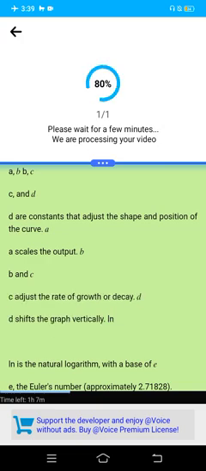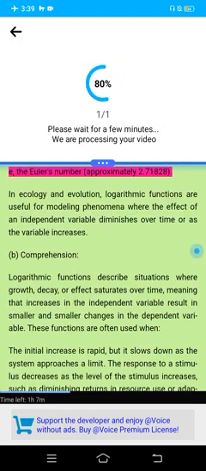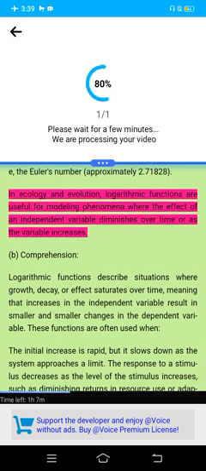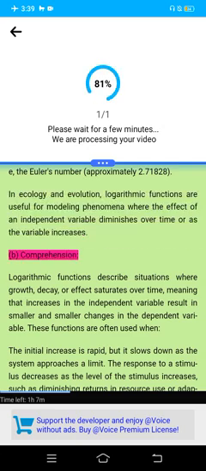ln is the natural logarithm, with a base of e, Euler's number, approximately 2.71828. Evolution. Logarithmic functions are useful for modeling phenomena where the effect of an independent variable diminishes over time or as the variable increases. Comprehension.